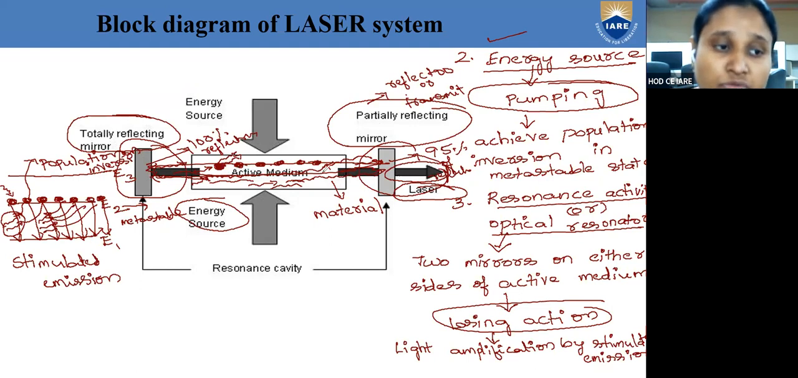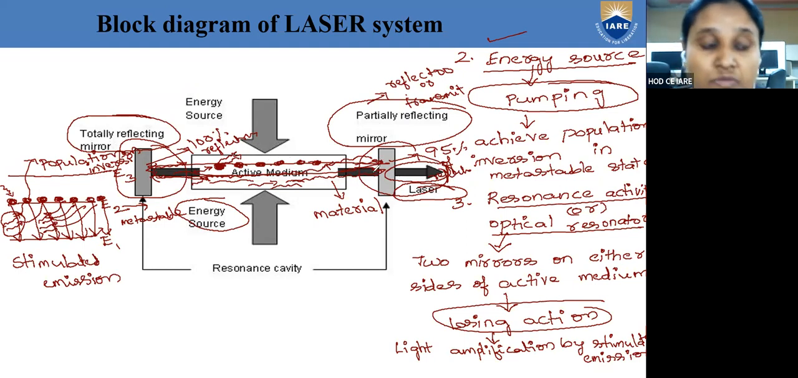Again, those two photons will undergo multiple reflections at these mirrors, and they'll go and strike two more excited atoms and make them lose energy. Then four photons are emitted. Again, those four photons will go and strike these excited atoms only if they suffer reflection at these mirrors.